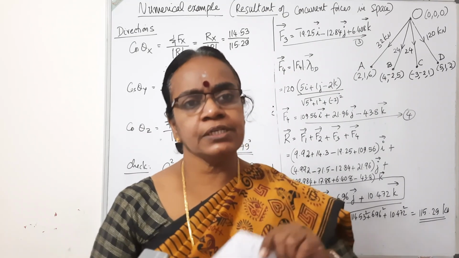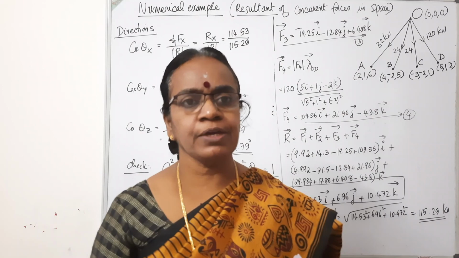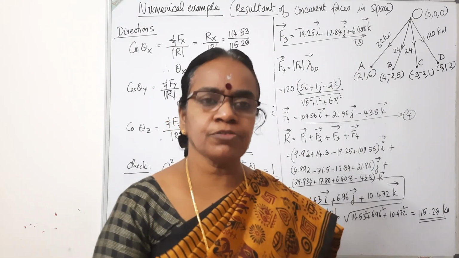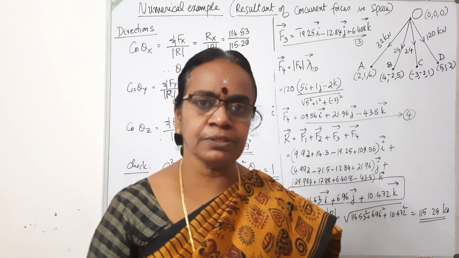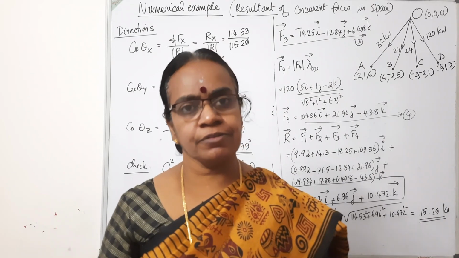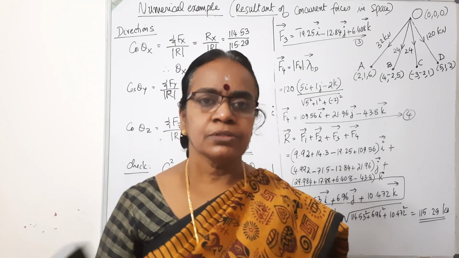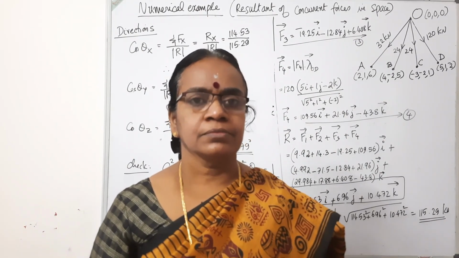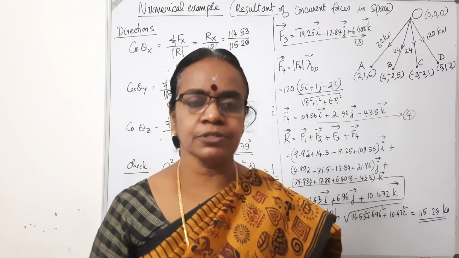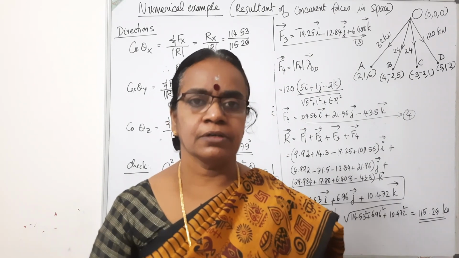In order for a body to be in equilibrium, the resultant must be equal to 0, or sigma Fx should be 0, sigma Fy should be 0, and sigma Fz should be 0. The numerical examples on equilibrium of concurrent forces in space will be dealt with in the next video.